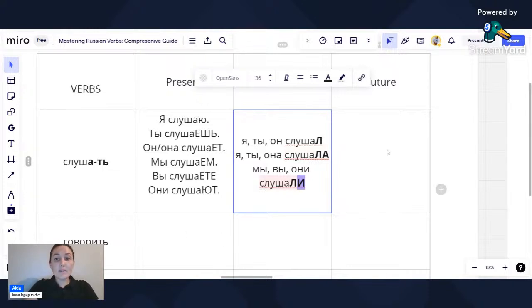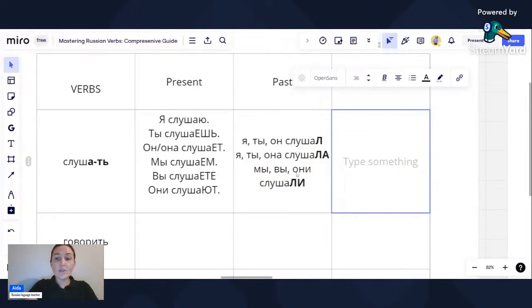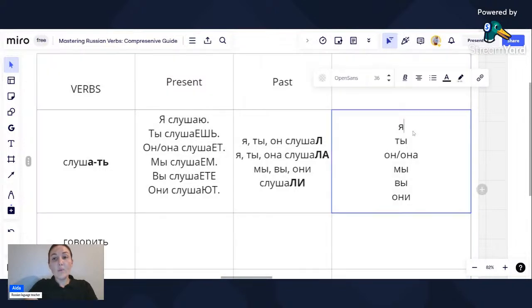Okay, and now let's have a look at how to put this verb слушать into the future tense. Let's use this: я, ты, он, она, мы, вы, они. To form the future simple, we need to use the verb быть, and we need to change the verb быть. Look, я буду, I will. Ты будешь, you will. Он, она будет. Мы будем. Вы будете. И они будут.